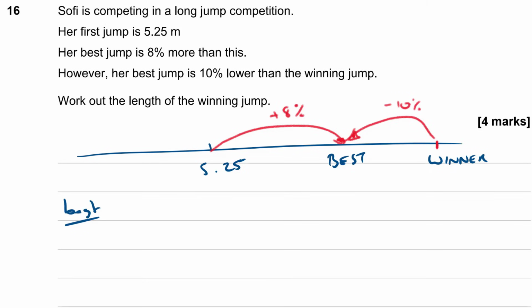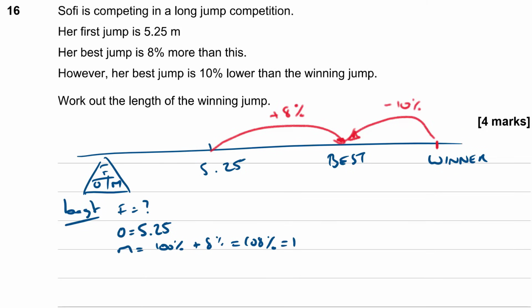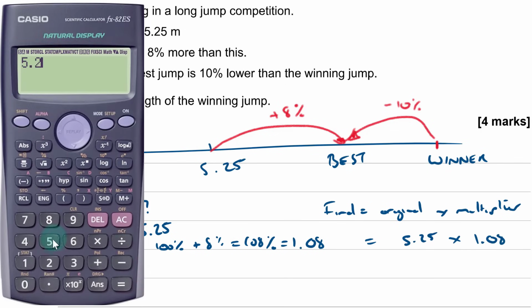So best is going to be, well, it's a percentage increase, isn't it? So using our triangle final original multiplier, our final is what we're trying to get. Our original is 5.25 and our multiplier is, well, it's 100% plus 8%, which is 108%, which is 1.08 as a multiplier. So our final is equal to our original times our multiplier. In this case, the original was 5.25 times a multiplier of 1.08, and that gives me 5.67. So 5.67 is her very best jump.